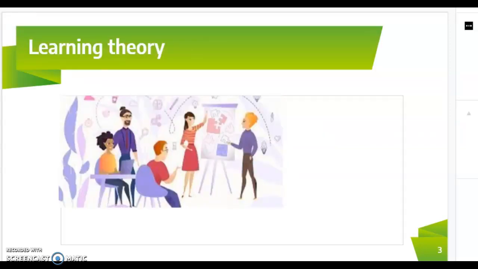Learning theory. People need to be trained, but they need to be trained correctly. First thing is, you have to make sure that the person you're going to train is able to learn. Next, make sure the teacher who's teaching them this information is trained correctly so they can teach.